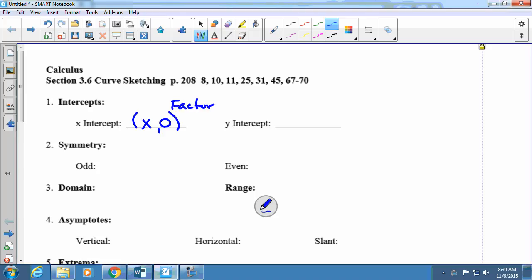What are our strategies? What else could I do if it wouldn't factor? What's my other option? Quadratic formula, and that's about the only options. And so oftentimes I won't ask you for that x-intercept because it's difficult to find.